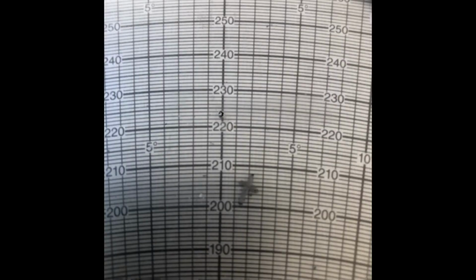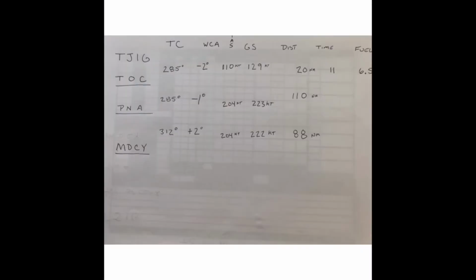So we would slide our mark we made to our true airspeed arc, and we would see that now we have a ground speed under the circle of 222 knots and a wind correction angle 2 degrees now to the right side, so that would be plus 2 degrees wind correction angle.